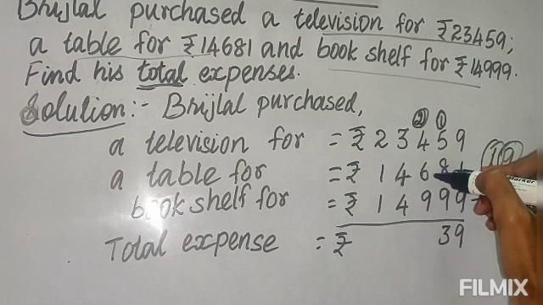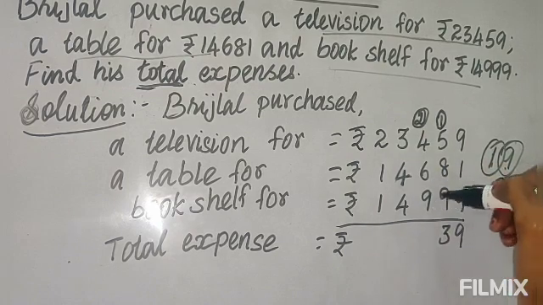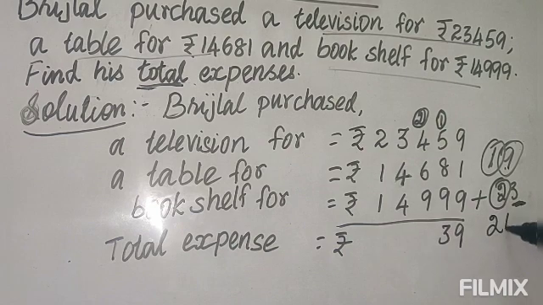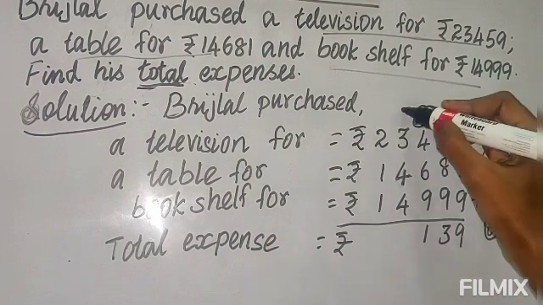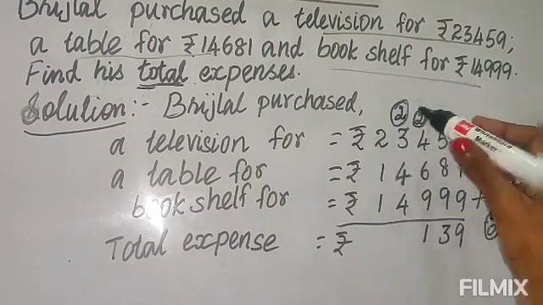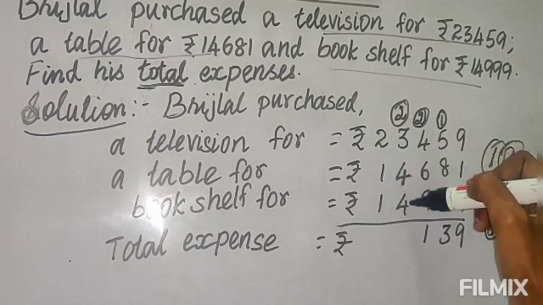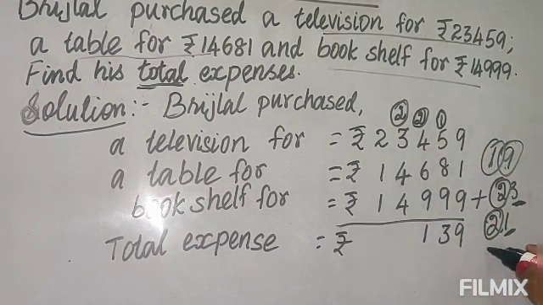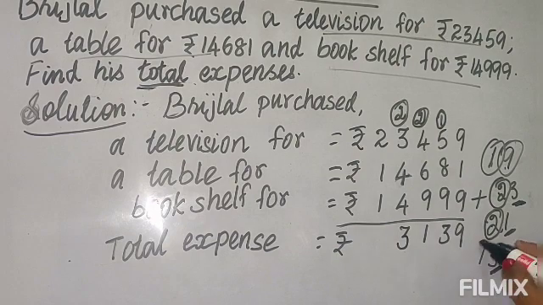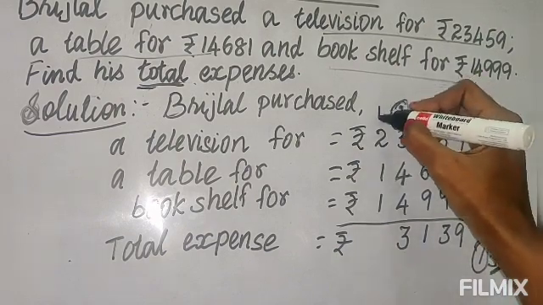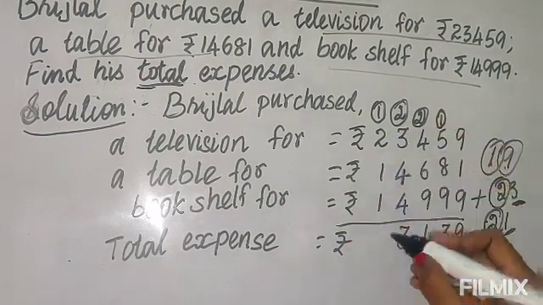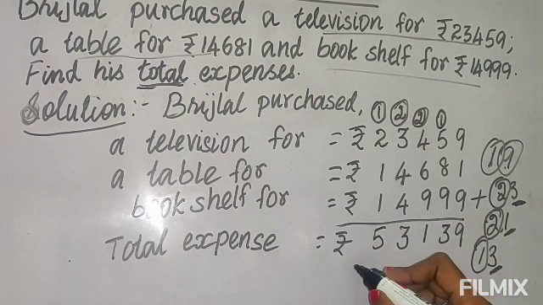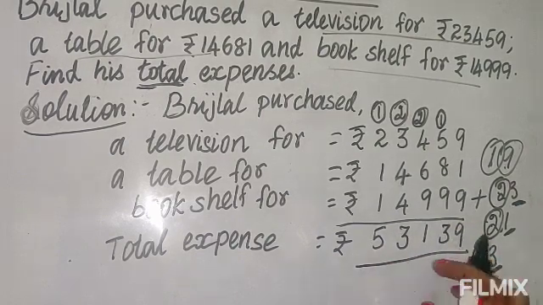Okay, now 2 plus 4, 6, 6 plus 6, 12, 12 plus 9, 21. So again double digit. Only the right side number 1 you will write here, and the left side number 2 you will carry to the next place. Okay, now if you add here, 2 plus 3, 5, 5 plus 4, 9, 9 plus 4, 13. So 13 is a double digit. Only the right side number 3 you will write here, and this 1 you will carry to the next place. Now if you add 2 plus 1, 3, 3 plus 1, 4, 4 plus 1, 5. Okay, so his expenses are 53,139.